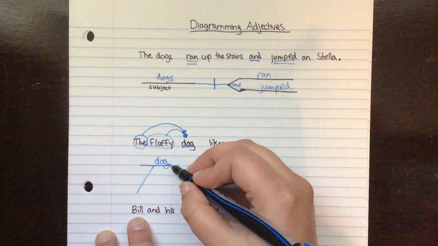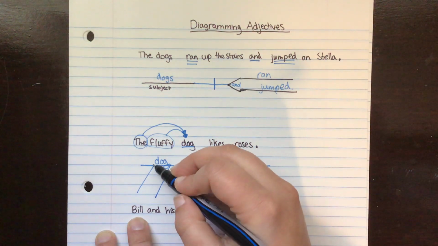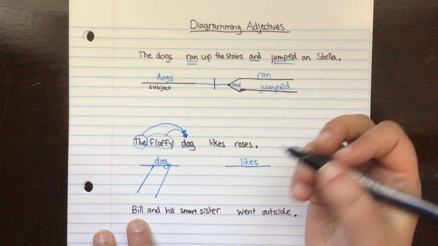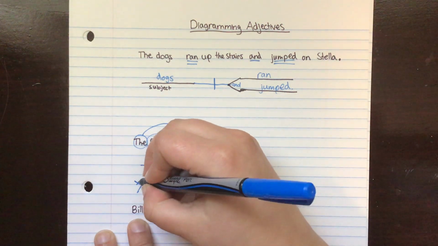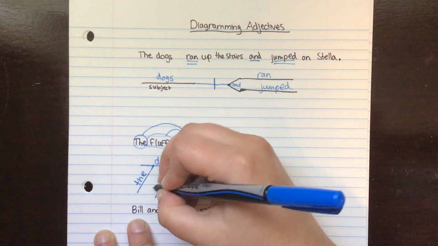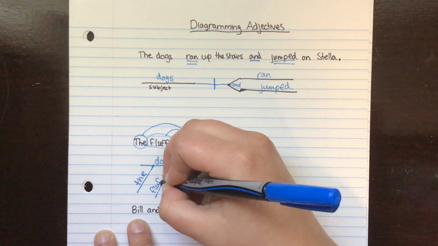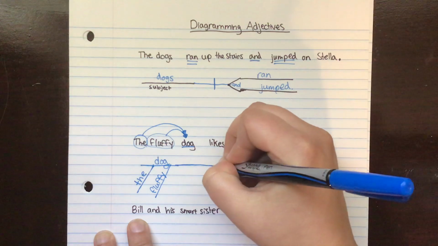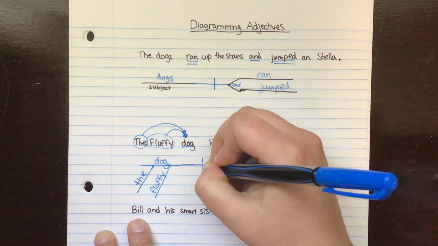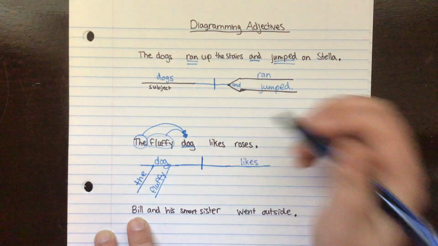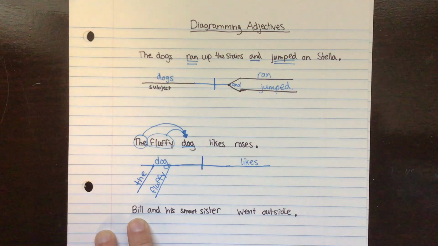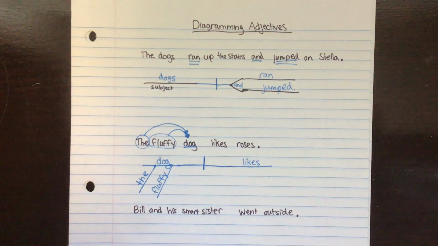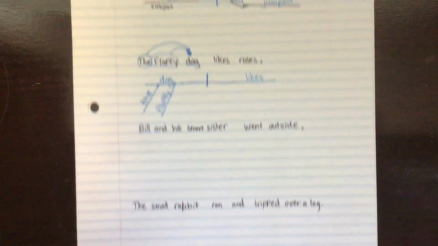So I'm going to need two diagonal lines going like this for each of my adjectives. And then on each line, I'm going to put what that adjective is. So I have the and I have fluffy. Those are my two adjectives. I put them on my lines, and then I connect that up with my verb, and I draw a line between my subject and my verb, just like that. So that is how we diagram adjectives. Let's try two more together just to get the hang of it.